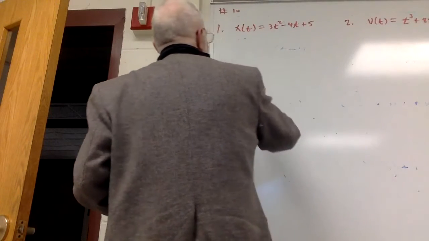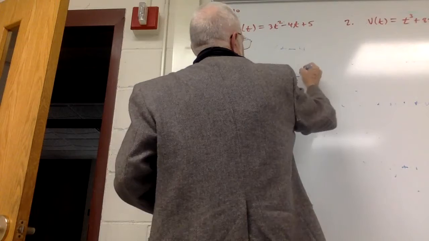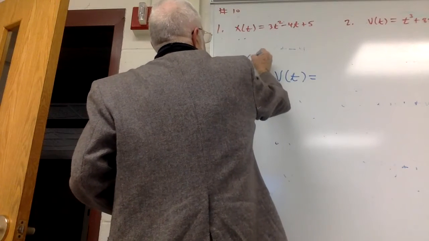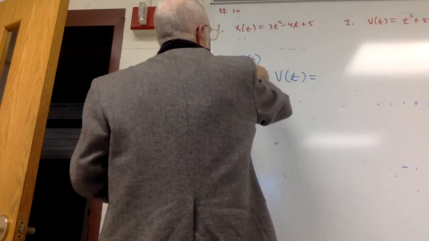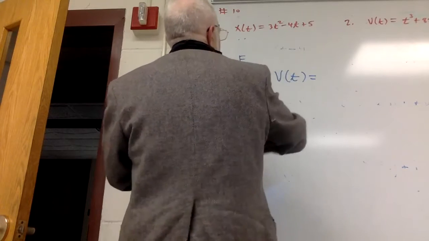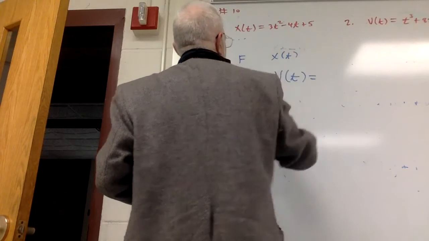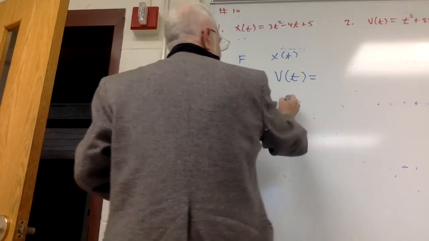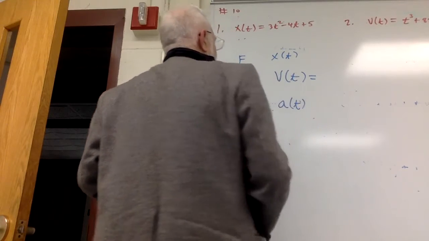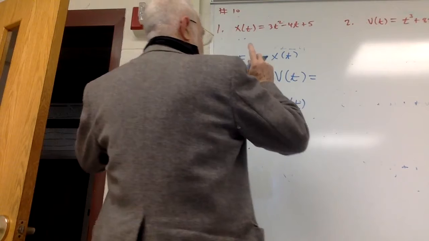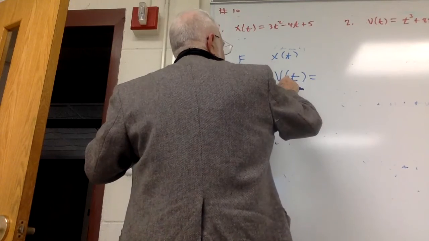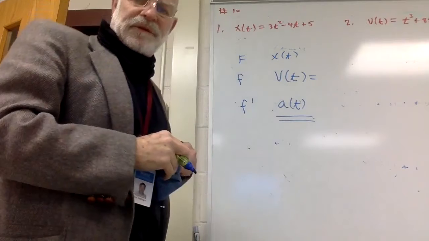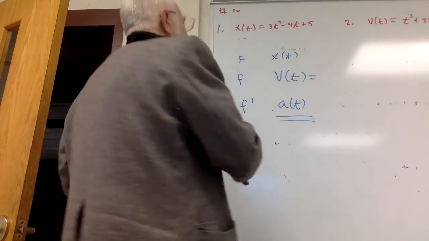This time I'll give you velocity, V of t. X of t is like big F. Big F is our position function. Little f is our velocity. And f prime is our acceleration. Now I'm asking for the equation of a tangent line to velocity, which means the acceleration function tells you how your velocity is changing. So let me give you a function.